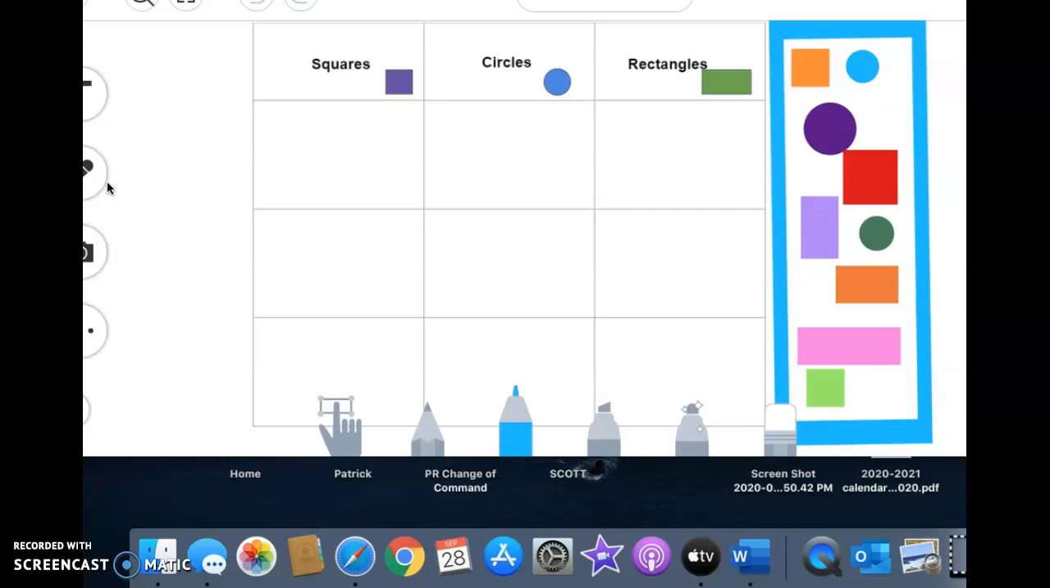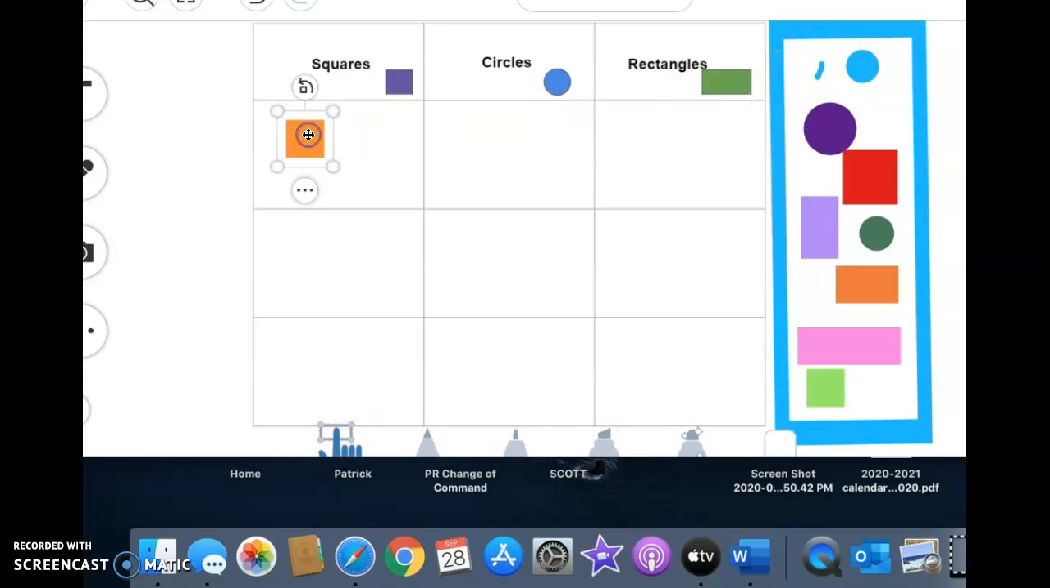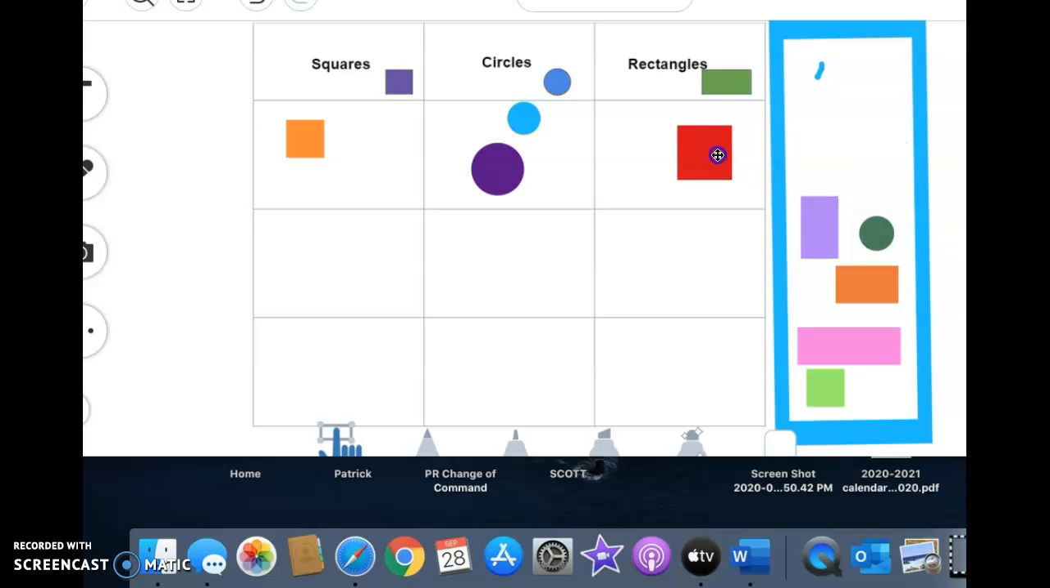Can you help me sort the shapes? Squares, circles, rectangles. Square. Circle? No. Circle. Circle? No. Circle. Square? No. Square, all the sides are the same. Square? No. Square.